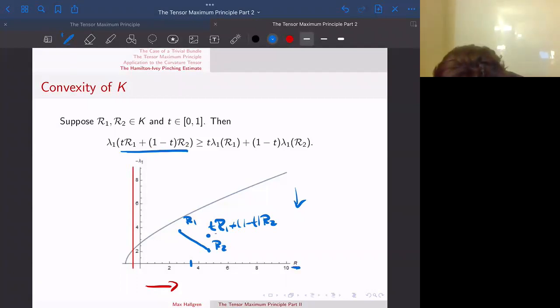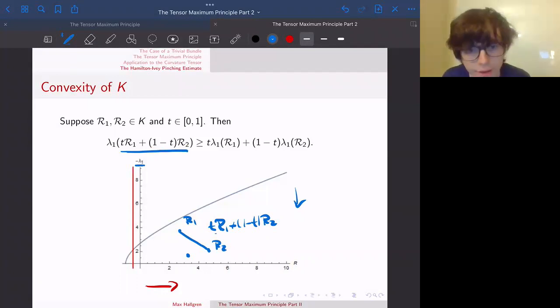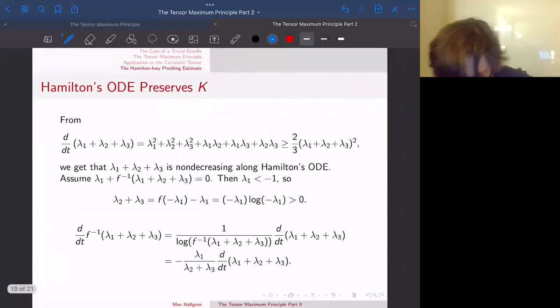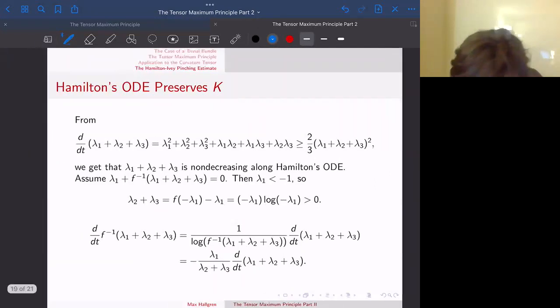Wait, sorry, did I say that right? No. It's going to lie down here. Somewhere down here. Okay, because, yeah. All right. Okay, anyways, this is super important. Okay, so, I mean, it's not super difficult to show.